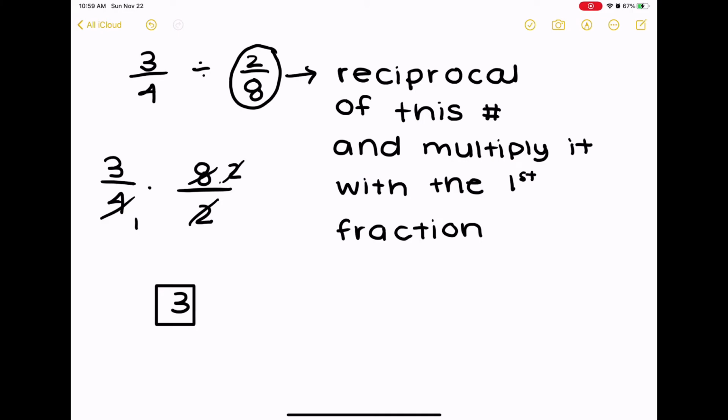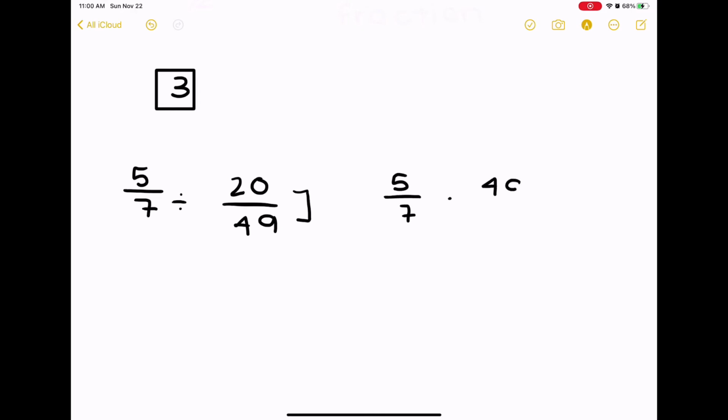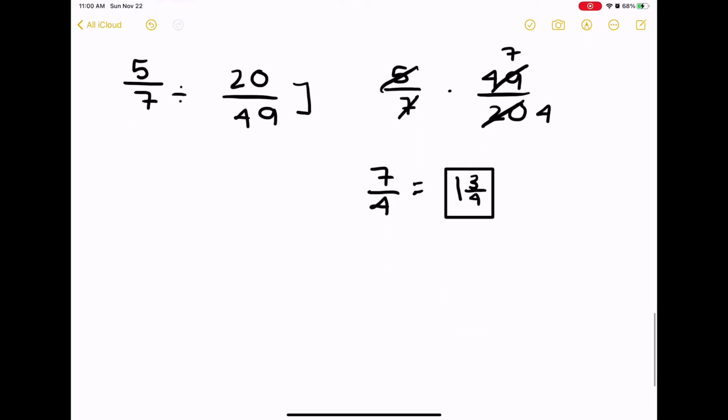So you're taking your knowledge from multiplying the fractions and just applying your knowledge of reciprocals by finding the reciprocal of the second number. So let's say we have 5 over 7 divided by 20 over 49. We're going to find the reciprocal of 20 over 49, which is 49 over 20. And then when we simplify this, 7 and 49 can slash out, and so can 5 and 20. And then you'll get 7 over 4, which can be simplified to a mixed number, 1 and 3/4.